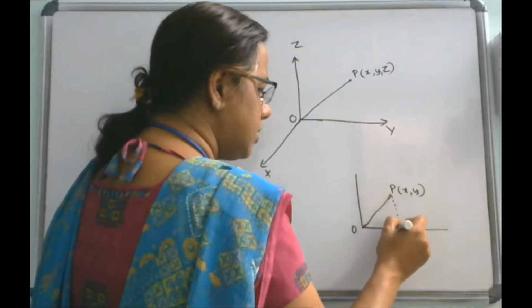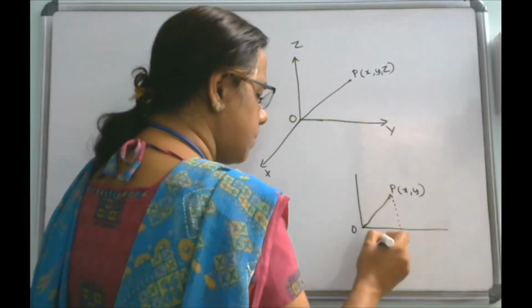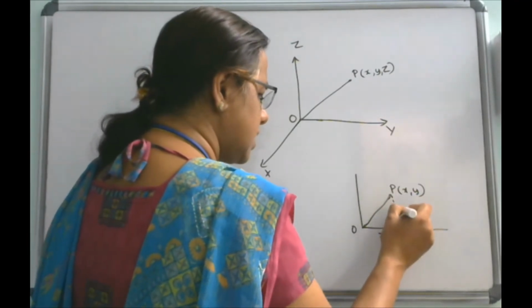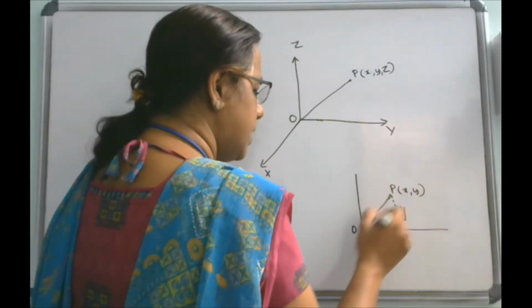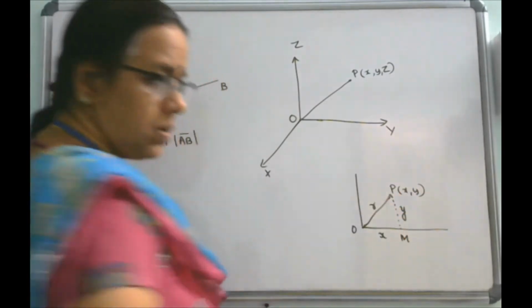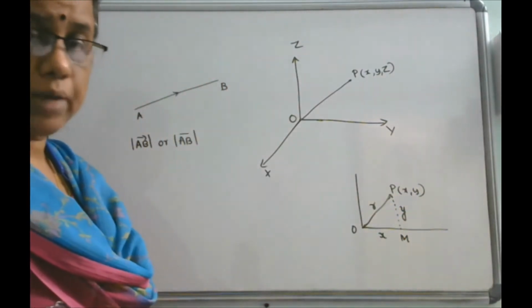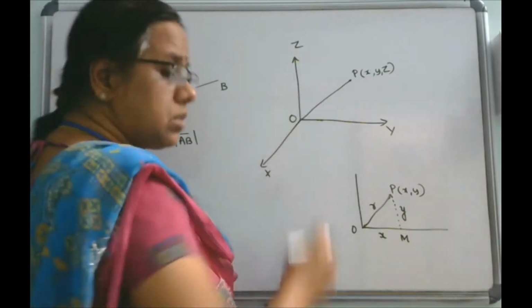From P, I'll be dropping a perpendicular. This is PM, and you know that this will be taken as x and this will be taken as y. And OP is the length, so let us take it as equal to r. This is a 2-dimensional concept. Now we are learning about the 3-dimensional concept.